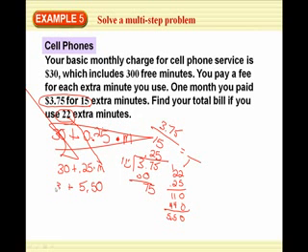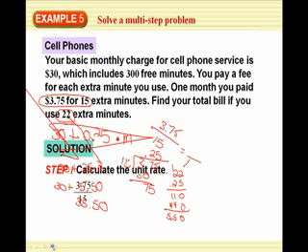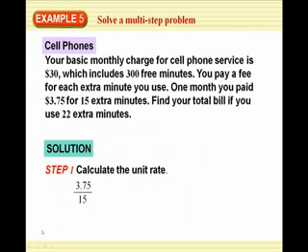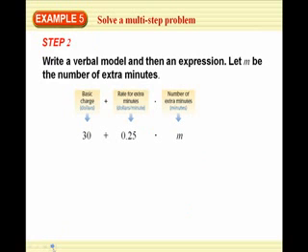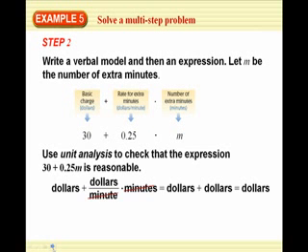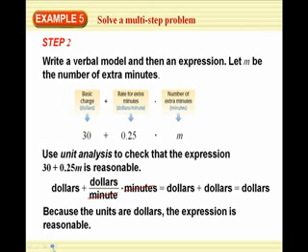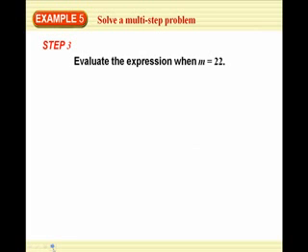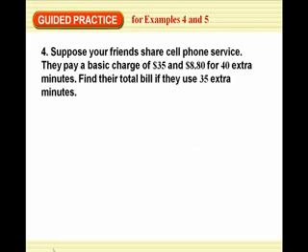Plus 30, so it would be 35.50. Sorry. So let's see what they do. Calculate the unit rate. Let me get rid of what I wrote because it's really not very pretty. Let's see if any of this looks familiar. So it costs 25 cents for 1 minute. We wrote an expression. We substitute in the 22. And we get $35.50. So it agrees.